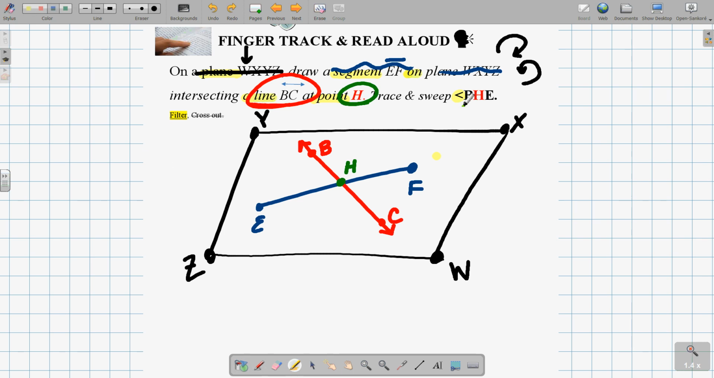Now we're going to trace and sweep BHE. So B, go to H and E, sweep at H.